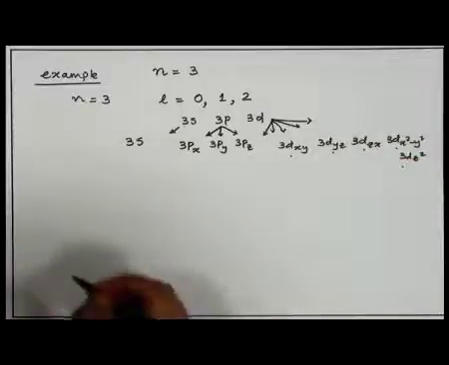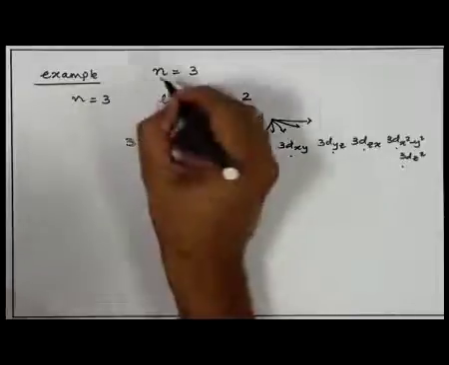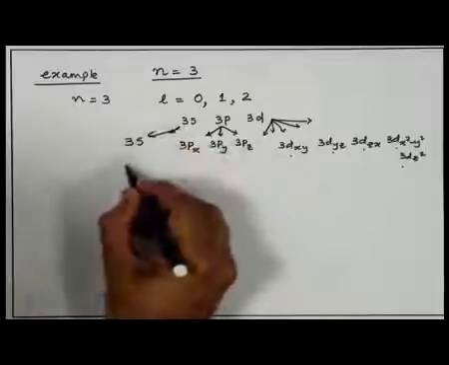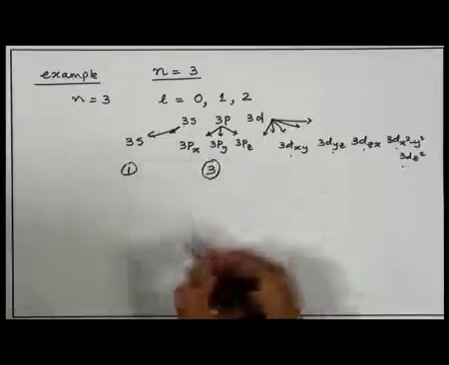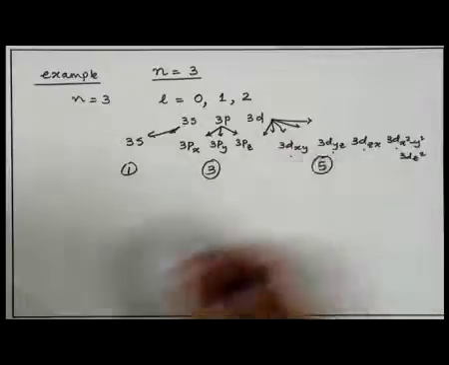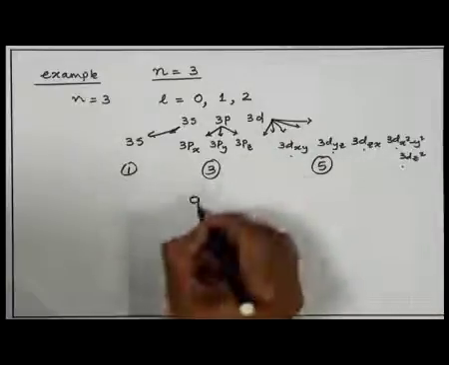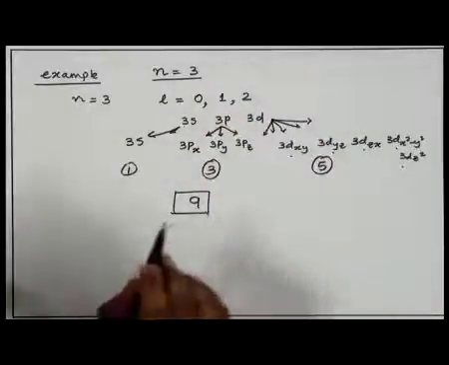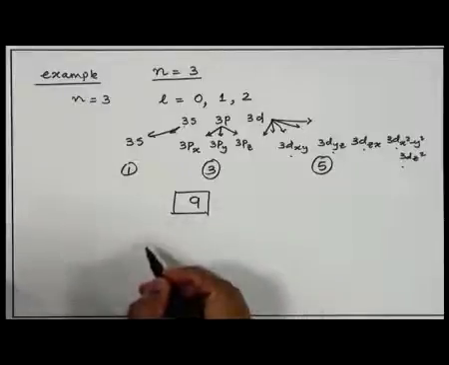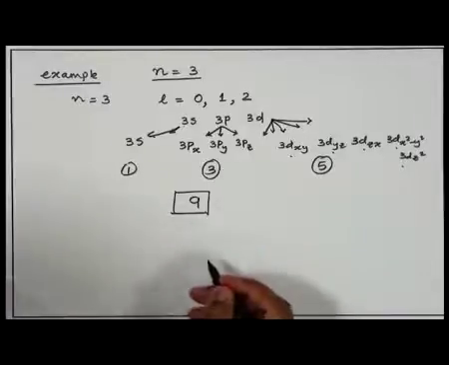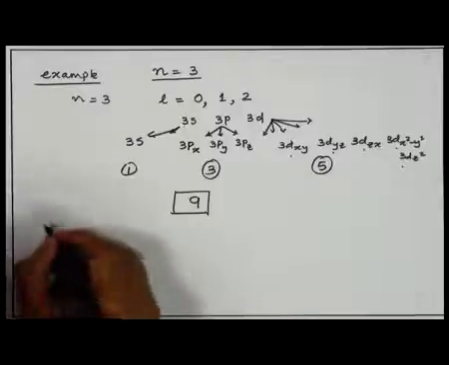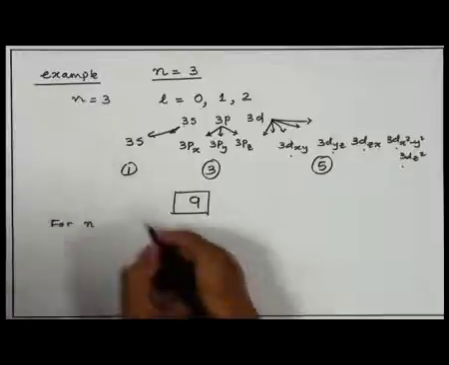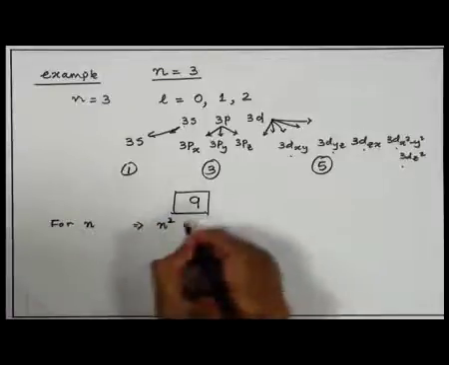So, if I count the number of orbitals corresponding to n equals 3, from 3s I get 1, from 3p I get 3, from 3d I get 5 orbitals. In total 1 plus 3 plus 5 is 9. So, I saw that when n equals 3, there exist a total of 9 orbitals. So, we can have a general rule that for principal quantum number n, there are n square number of orbitals.